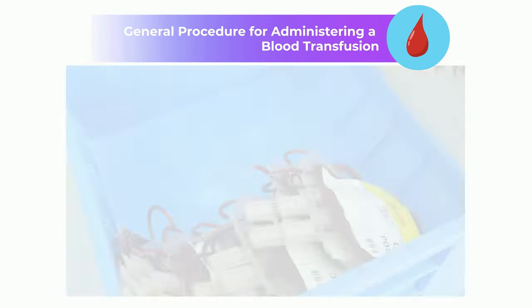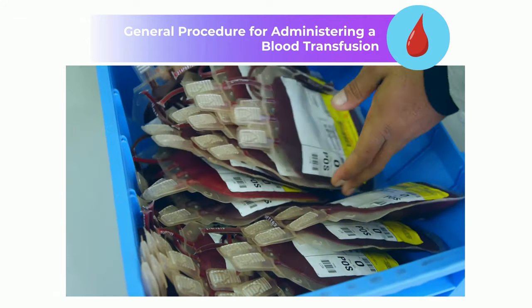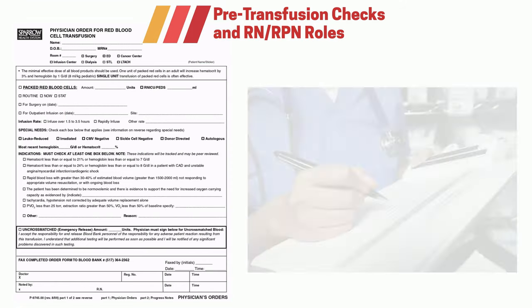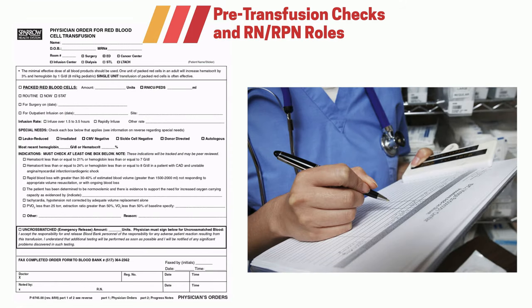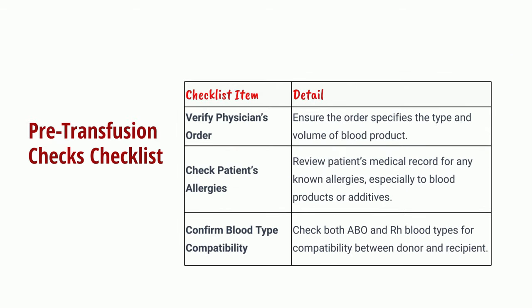Now let's walk through the general procedure for administering a blood transfusion. Each step is crucial. Start with pre-transfusion checks. It's critical to verify the physician's order for accuracy, check for any patient allergies, and confirm blood type compatibility. Both RNs and RPNs are integral in these initial steps, ensuring everything is correctly in place before the transfusion begins.